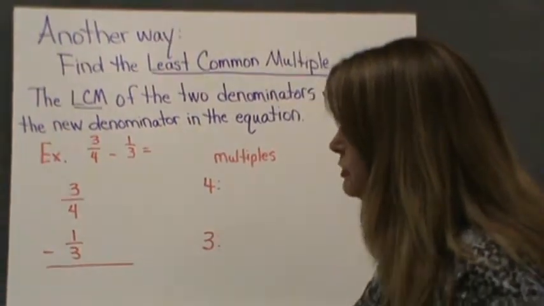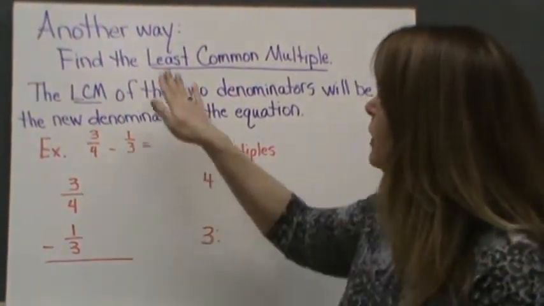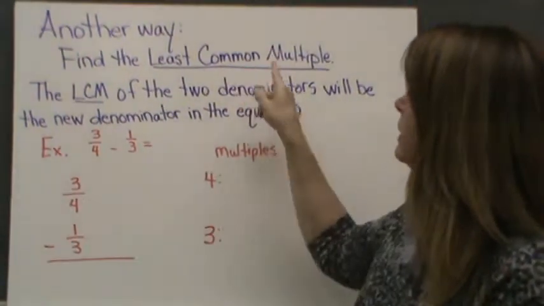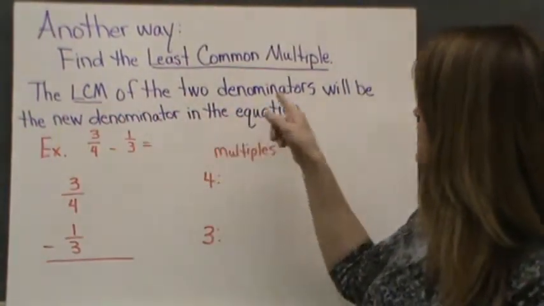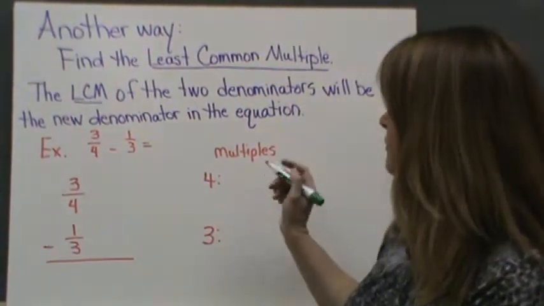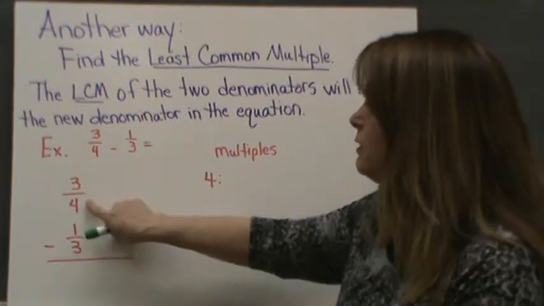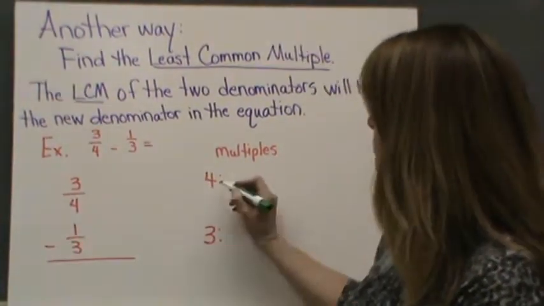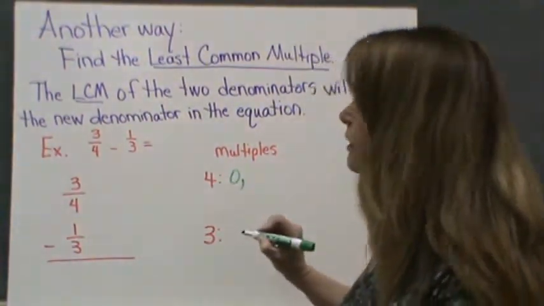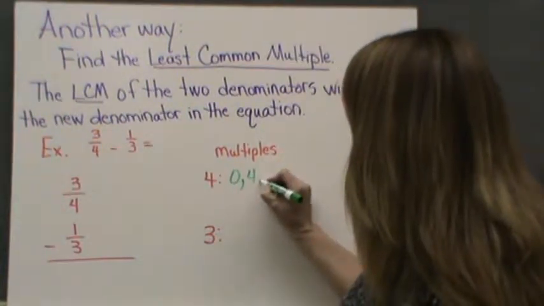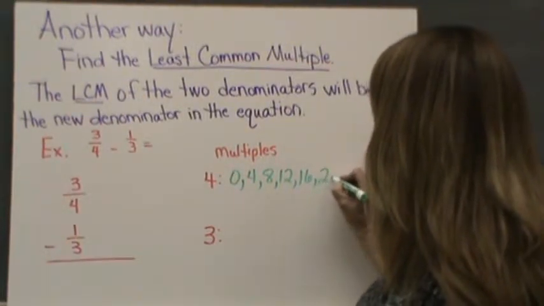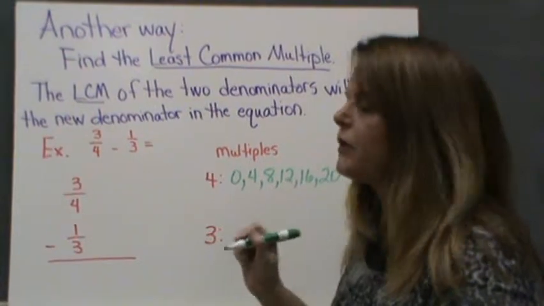There's another way, just like when we're adding fractions, that we can solve this fraction problem, and that is to find the least common multiple. The least common multiple of the two denominators will be the new denominator in the equation. Well, we know we have to first go back and find all of our multiples for both of these denominators. So I'm going to do 4 first. 4 times 0 is 0. 4 times 1 is 4. 4 times 2, 4 times 3, 4 times 4, 4 times 5. And I'm going to stop there. If I need to go out further, I will.